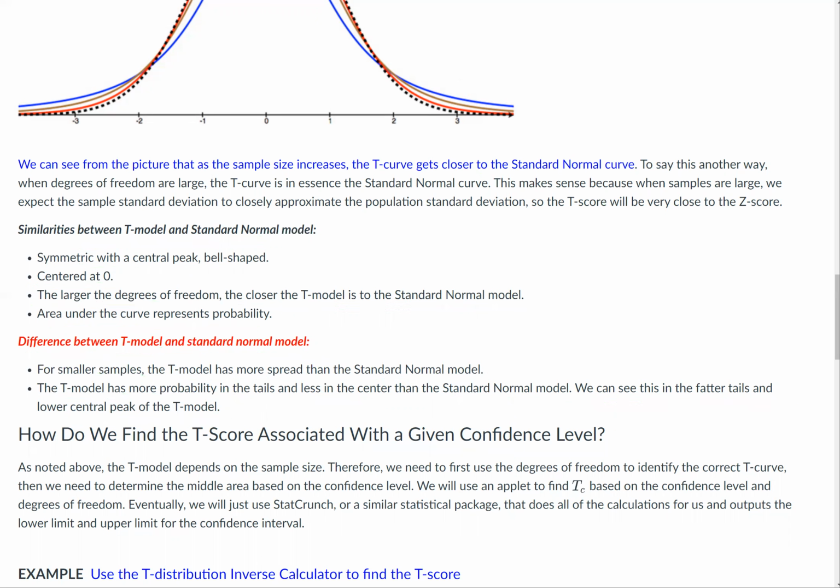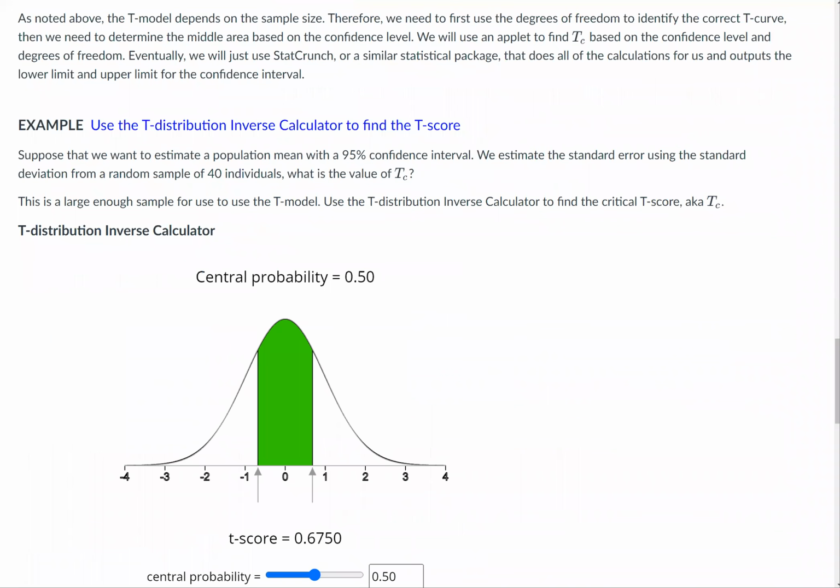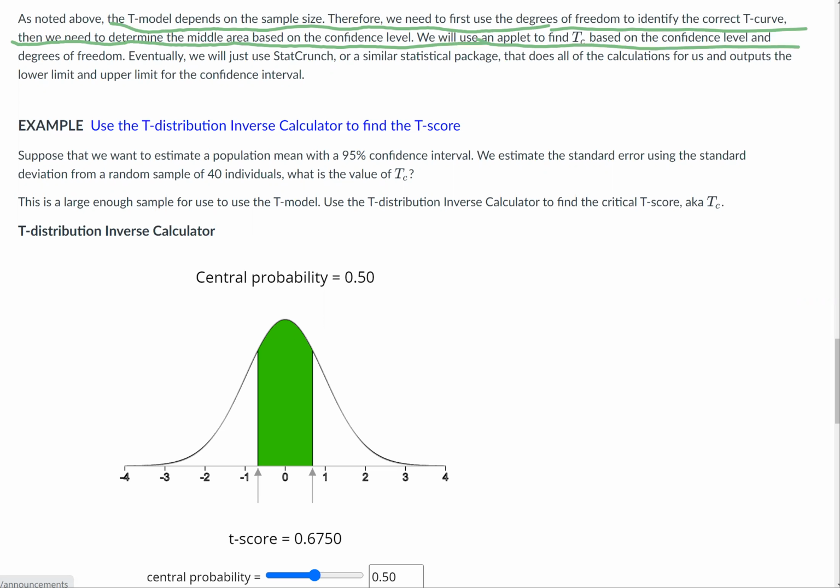We know how to calculate z-scores from before. That was a certain formula. But now how about t-scores? As noted above, the t-model depends on the sample size. Therefore, we need to first use the degrees of freedom to identify the correct t-curve. Then we need to determine the middle area based on the confidence level. We will use an applet to find t sub c based on the confidence level and degrees of freedom.